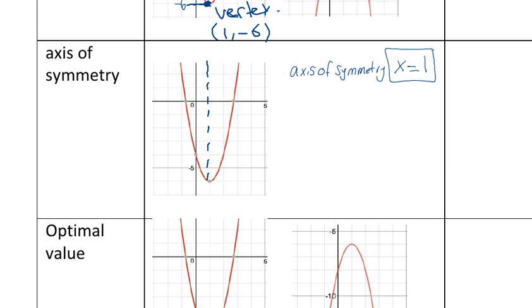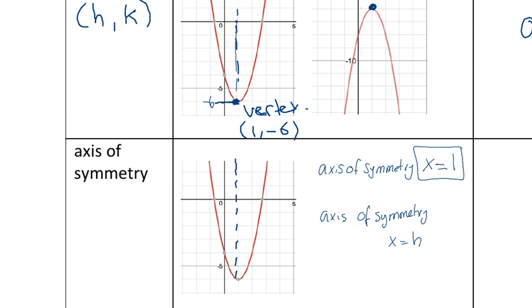In general terms, the axis of symmetry is X equals H, which refers to this value of the vertex. So they're related to each other? Yes, they are. They're the same.